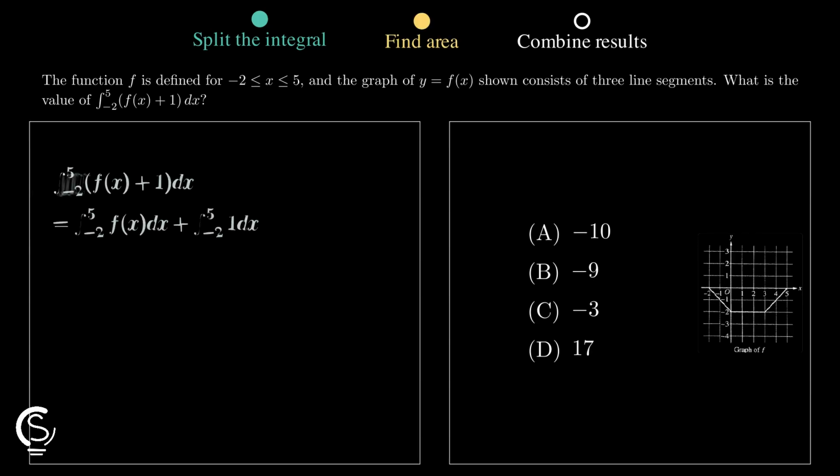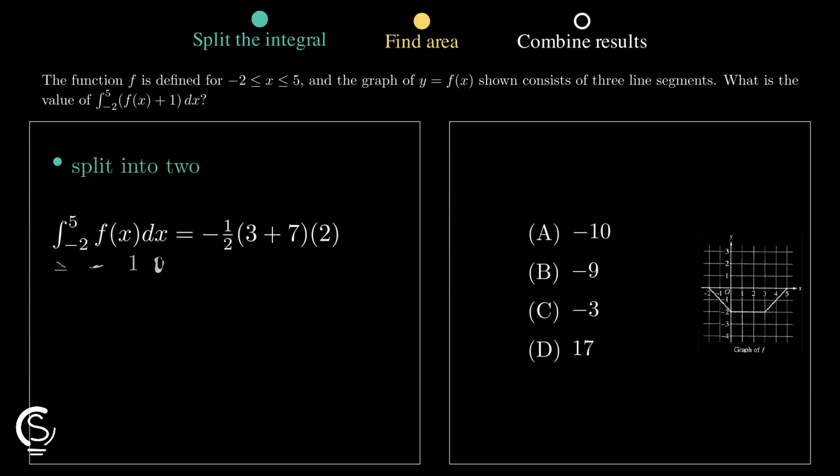Next, find the area under f of x. The shape is a trapezoid below the x-axis, so the integral value is negative. Base 1 is 3, base 2 is 7, height 2.